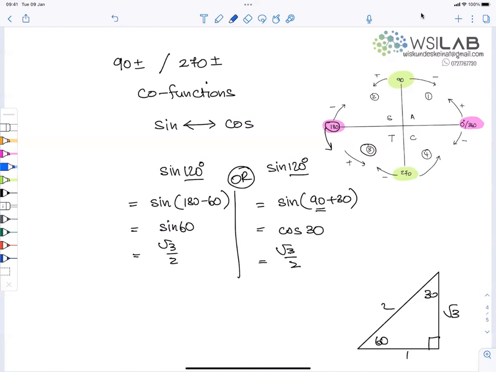I will always use this method. It's preferable because then I don't have to do the co-function. But sometimes I'm going to force you to use the co-function. I'll give you an example in a minute. Just make a note of that. So this one is the best method.